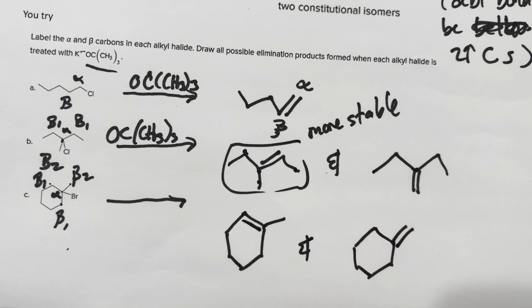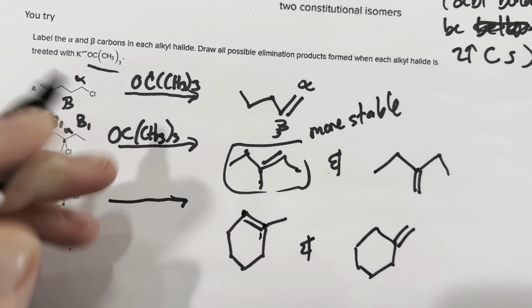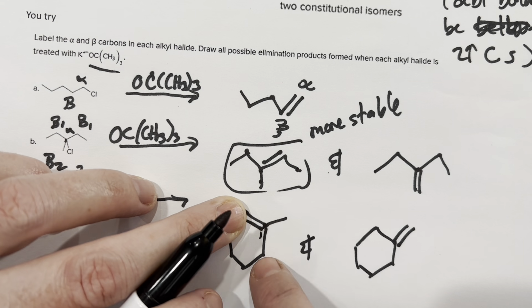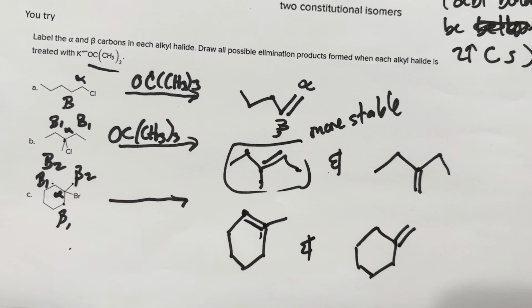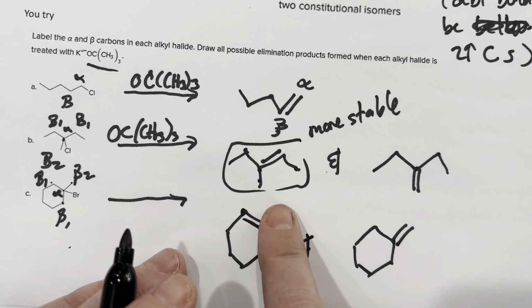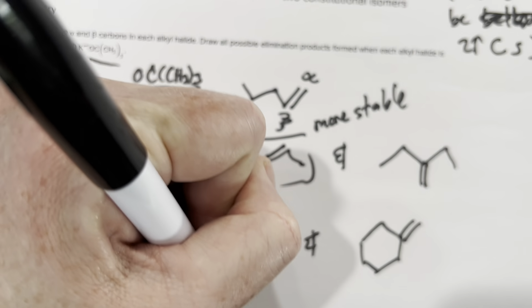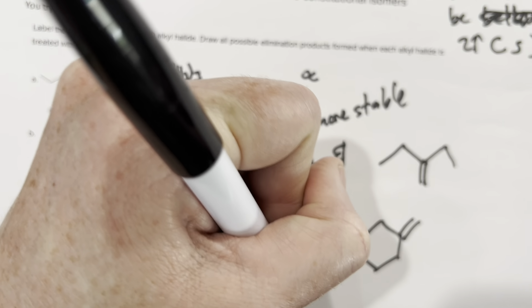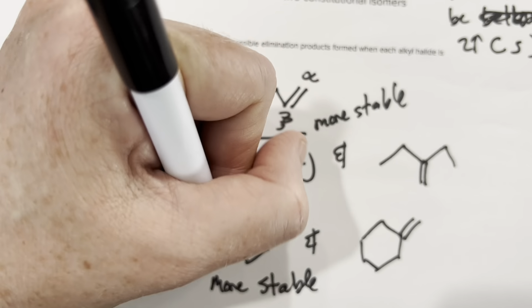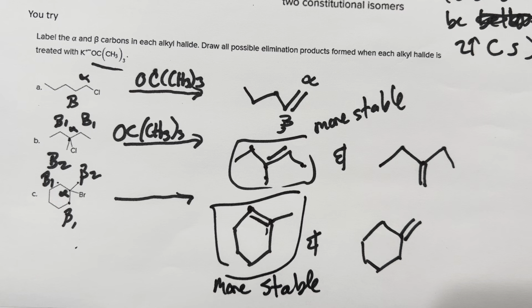This one would be the most stable. You look to the end of the double bond, and this one's attached to 2 carbons, and this one's attached to 1. So this is what we'd call tri-substituted. This is only attached to 2. This is di-substituted. So this one is more stable. Once again, you would still get both products technically.